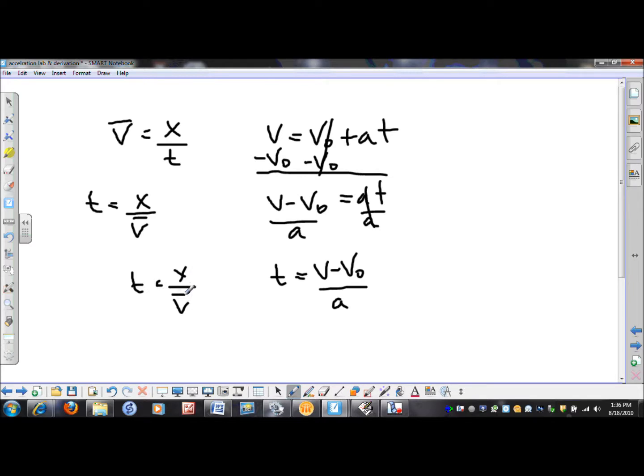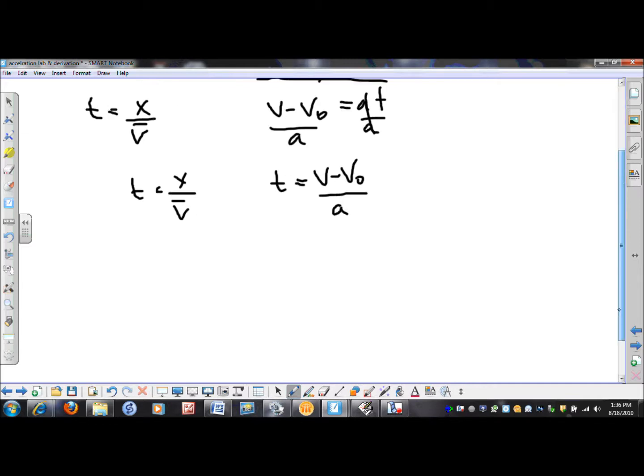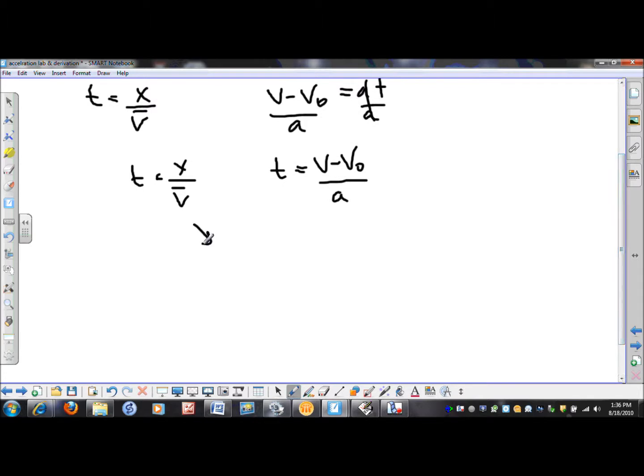Well, Ms. Rose, what the heck are you doing? I'm just trying to find an equation that doesn't have t. You can substitute equations for t. Put them together. If t equals this and t equals this, then set them equal to each other and forget the t. T's not needed anymore. So that's what we do. We say x over average velocity equals v minus v naught over a.